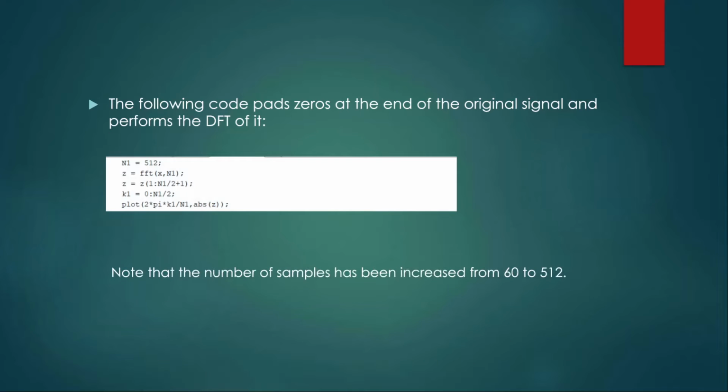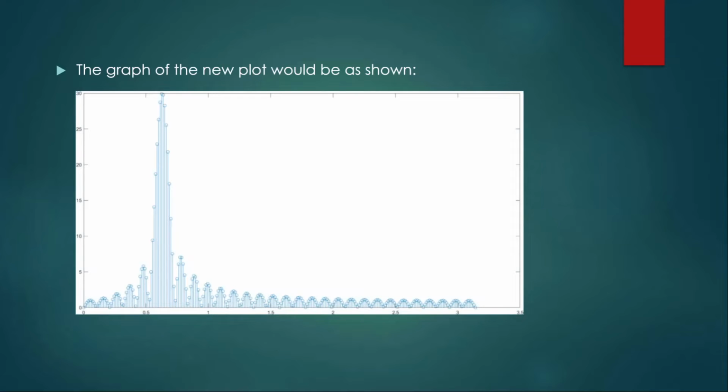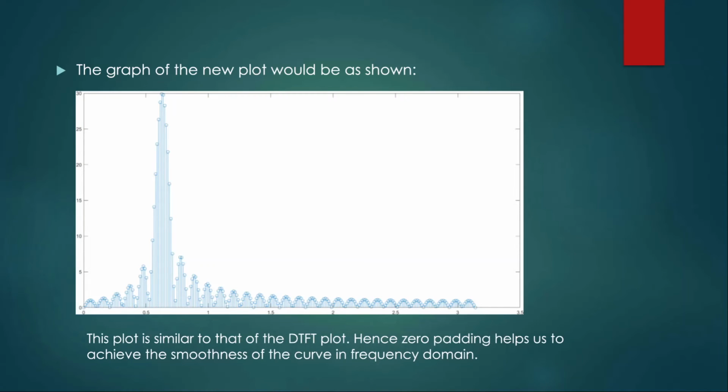Here we use 512 samples instead of 60 samples. That is, the value till +29 is of the cos value, and from +30 to 512 the values are only 0. So the new plot would be like this. As we can see, we have not lost a lot of side lobe information at all. So hence, this way, zero padding can help us to achieve the smoothness in the frequency domain.